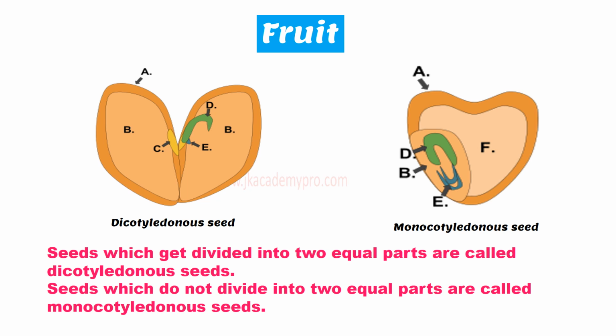Seeds which get divided into two equal parts are called dicotyledonous seeds, and seeds which do not divide into two equal parts are called monocotyledonous seeds. The word di means two parts and mono means single. So, a seed that can be divided into two parts is called dicotyledonous, and seeds that remain single, for example rice and wheat, have a single part. So, they are called monocotyledonous seeds.